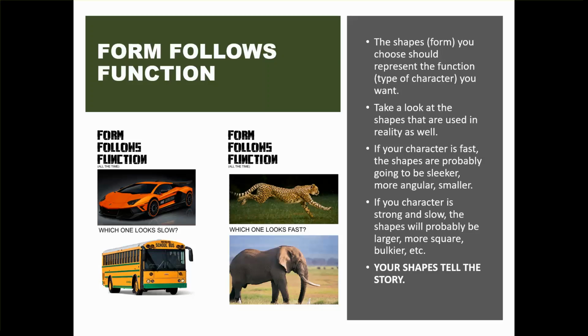And it's the same exact thing when you compare that cheetah to the elephant. One uses sleeker and angular and smaller and faster-like shapes compared to the shapes that are stronger and appear to be slower and bulkier and bigger. And so the key is the type of shapes you use matter. Your shapes tell a story. They tell a story of what your character is like, what your character represents, what your character does. It all works together. It all matters.